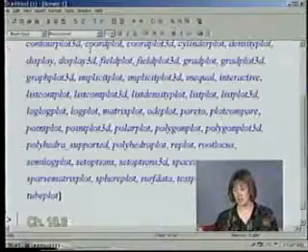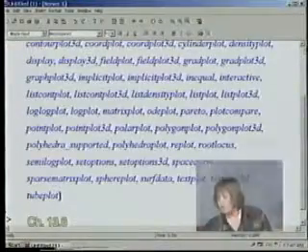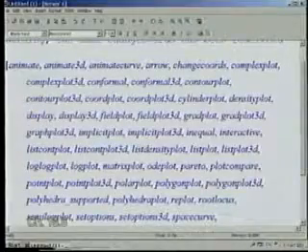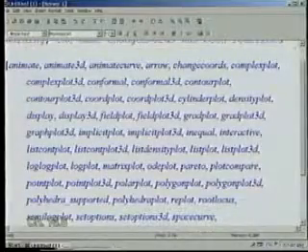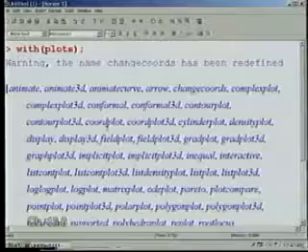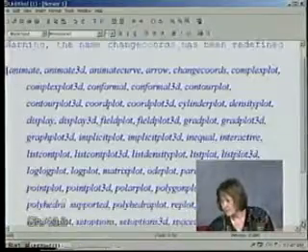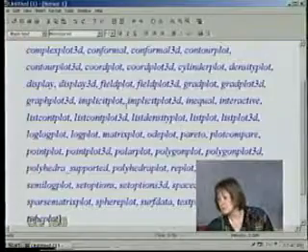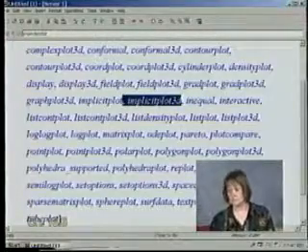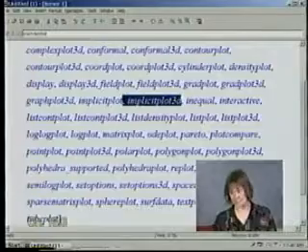Now, as you can see, it's loading, and it's listing all of the many commands that I have opened by typing with plots. And if you notice, one of the commands that I have opened, and let me just highlight it right here for you, is plot 3D. I'm looking for plot. Oh, implicit plot 3D is right here. Implicit plot 3D.